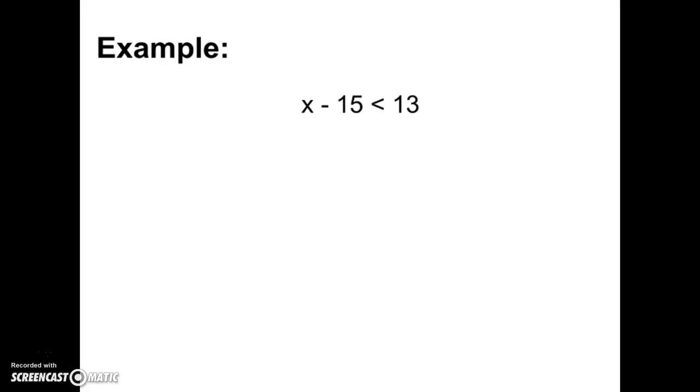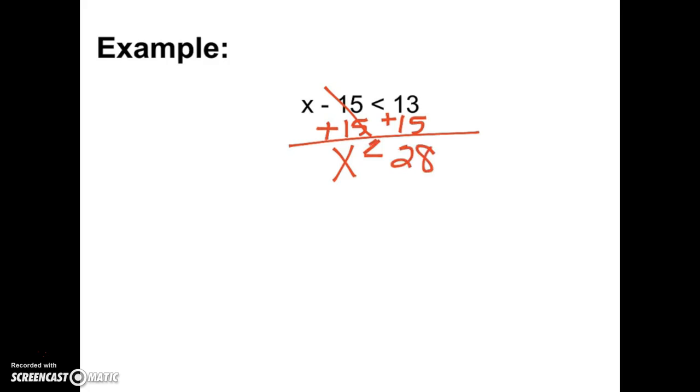Okay, so let's start with one that's very similar to what we were doing before. On here I have x minus 15 is less than 13. I want the x by itself, so I'm trying to get rid of this negative 15. The negative 15 is just x minus 15, so I just have to use my opposite operations. The opposite of subtracting is adding, so I'm going to add 15 to both sides. And negative 15 plus 15 is 0, so those cancel out. And so I'm left with x is less than 28.